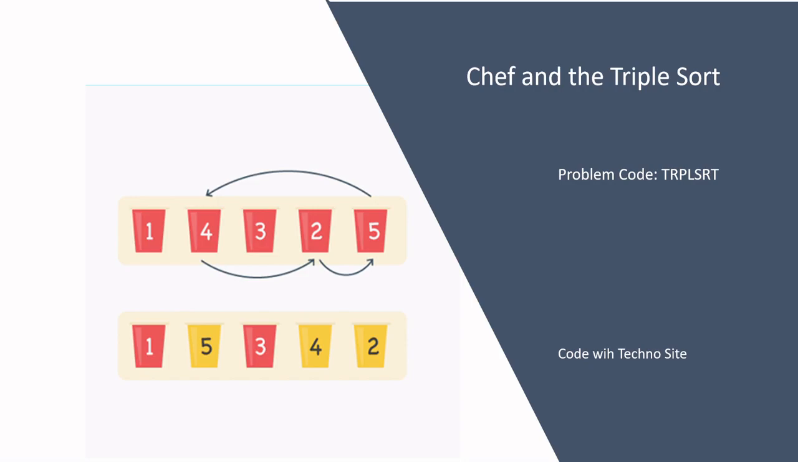Now we are going to understand the basic concept of the Triple Sort problem of CodeChef. The problem code was TRELSRT.